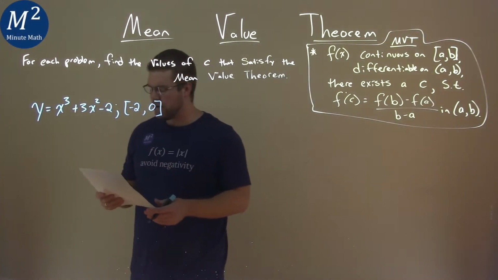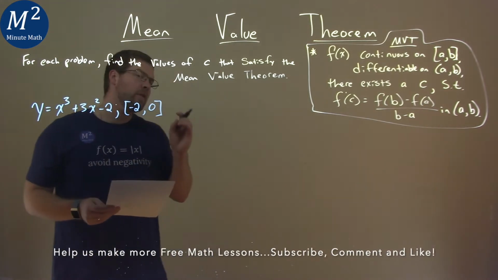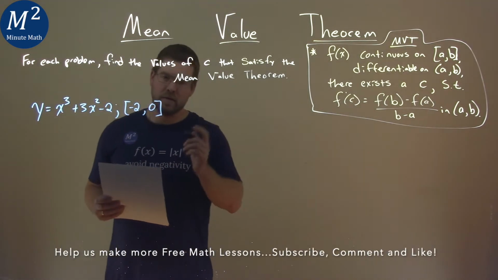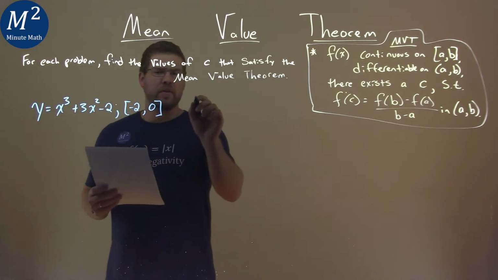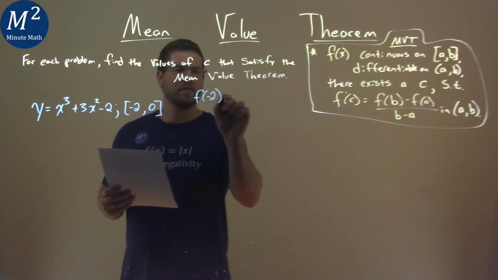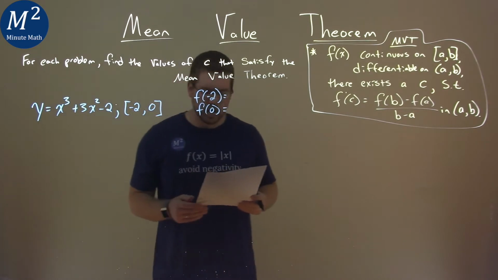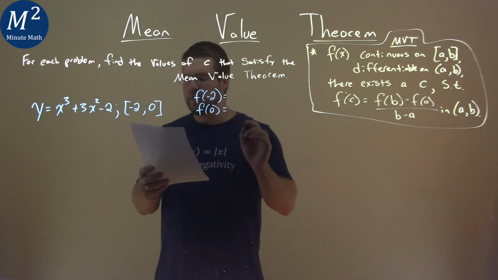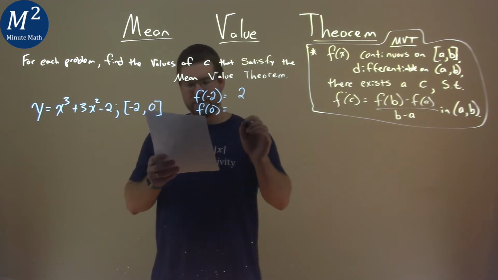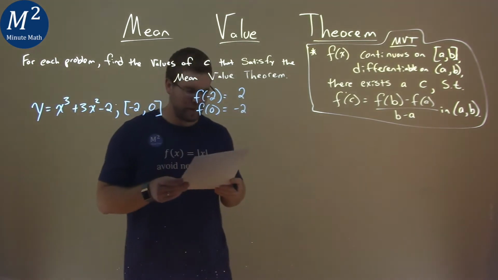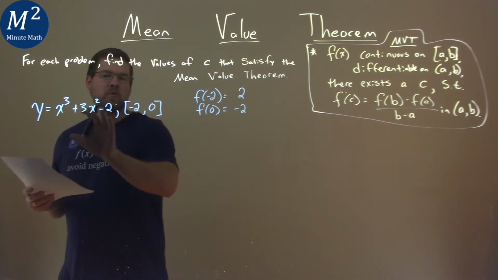We're given this problem right here. Y equals x to the third power plus 3x squared minus 2. And we want to find the values of c that satisfy the mean value theorem from -2 to 0. Now, part of the mean value theorem states that we need to find f of -2 and f of 0. And we're plugging that into our original function here. Well, I found these values for you, and f of -2 is 2, and f of 0 is -2.